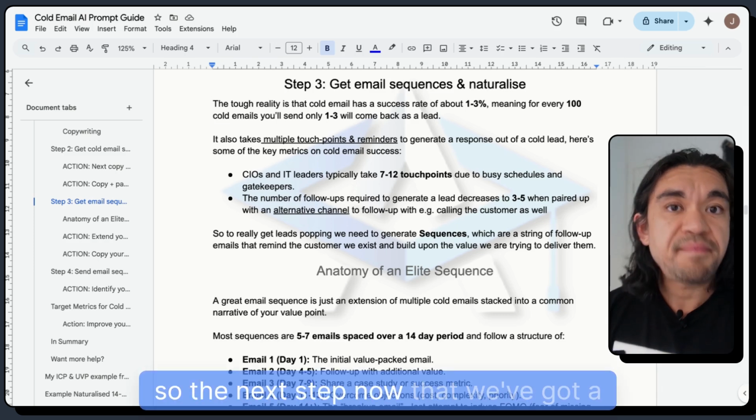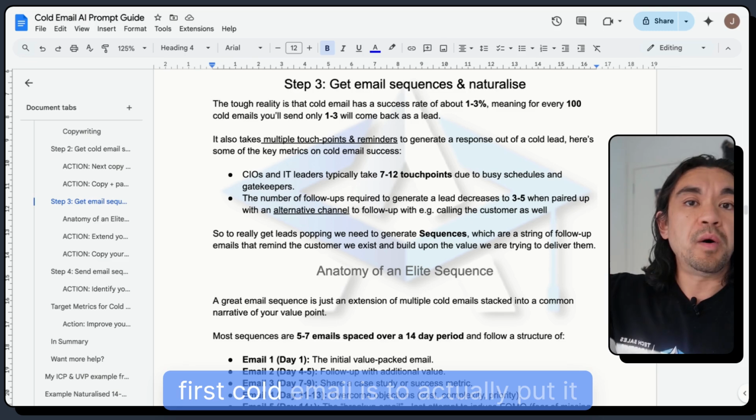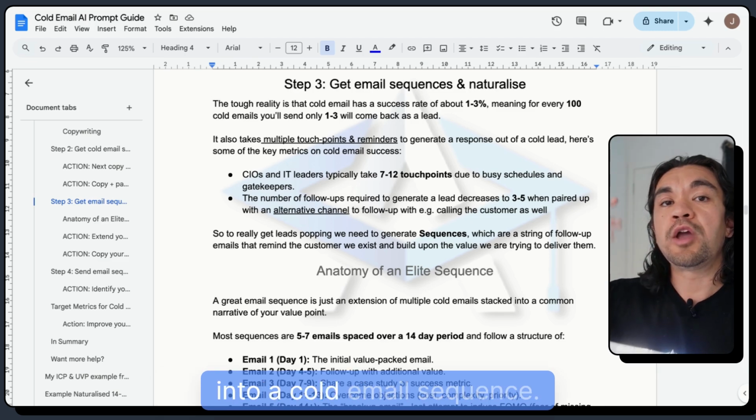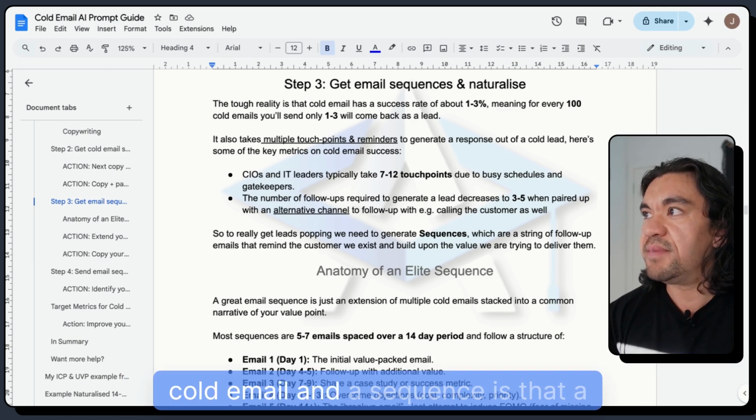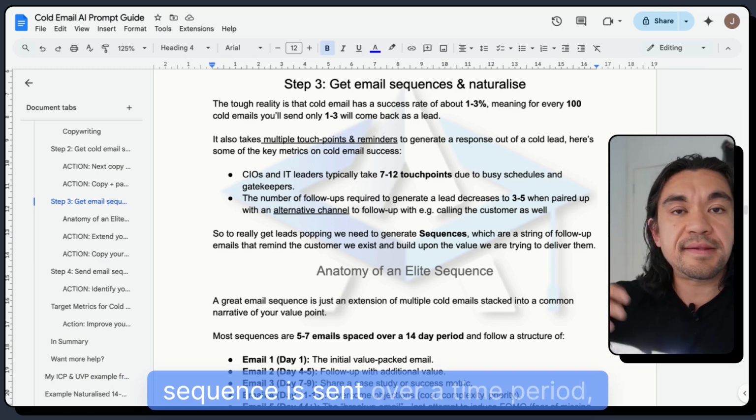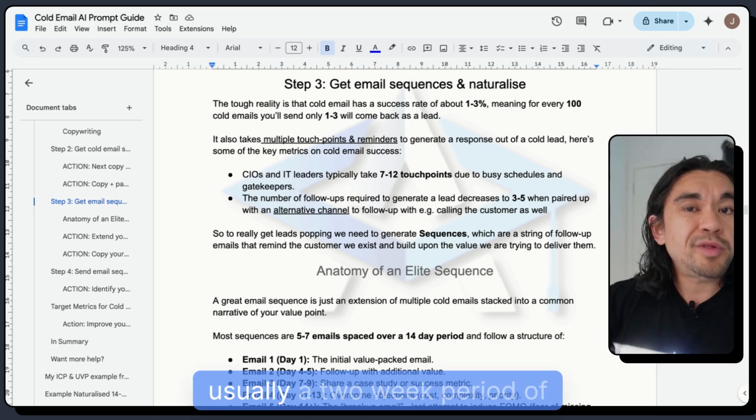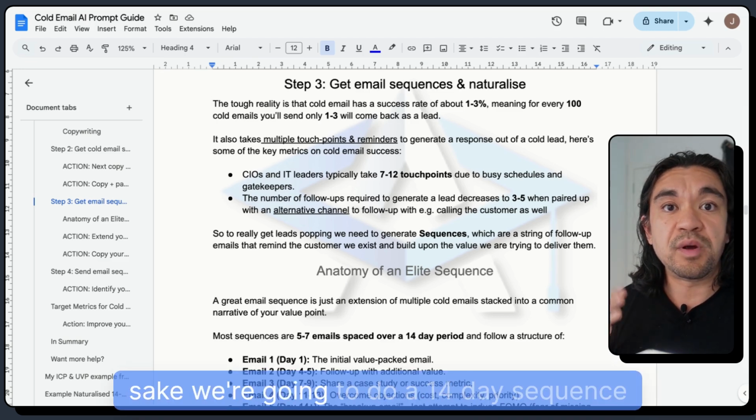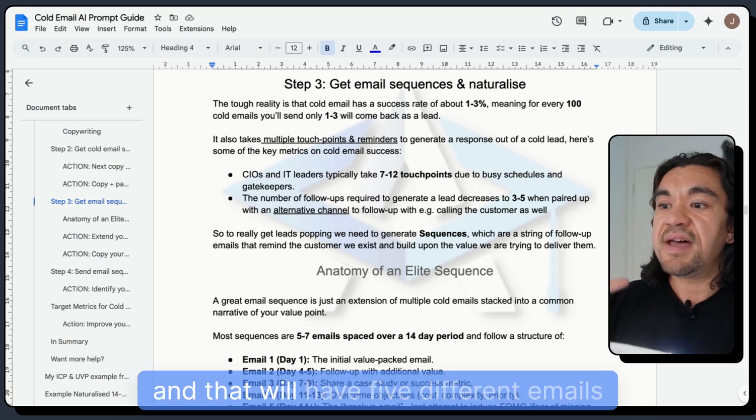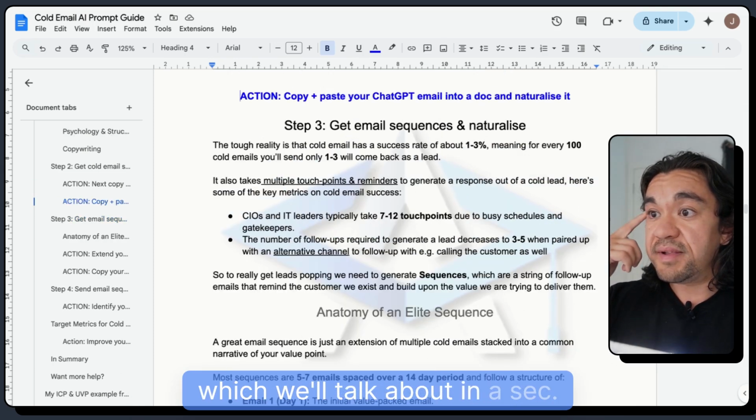So the next step, now that we've got a first cold email, is to actually put it into a cold email sequence. The difference between a single cold email and a sequence is that a sequence is sent over a time period, usually a 2-week period of prospecting. Some people do more, but for simplicity's sake, we're going to do a 14-day sequence, and that will have 5 different emails, which we'll talk about in a sec.